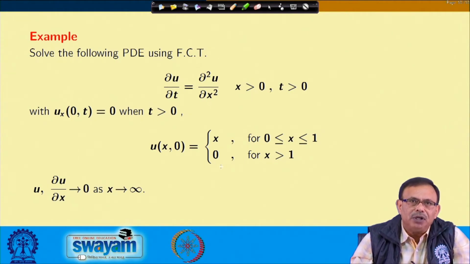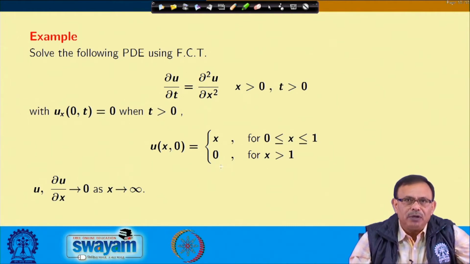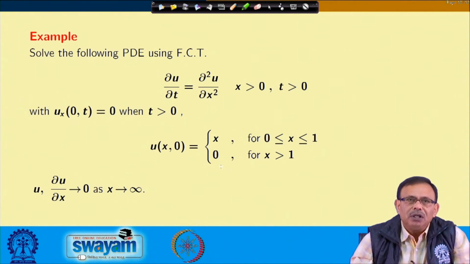The equation is given as del u del t equals del 2 u del x square, x greater than 0, t greater than 0. It is given that u(0, t) equals 0 when t greater than 0, and u(x, 0) equals x whenever x lies between 0 to 1 and 0 for x greater than 1, and u and del u del x approach 0 as x approaches infinity. So, from the given condition, again del u del x approaches 0, u(0, t) is 0 is given, u(x, 0) is given.